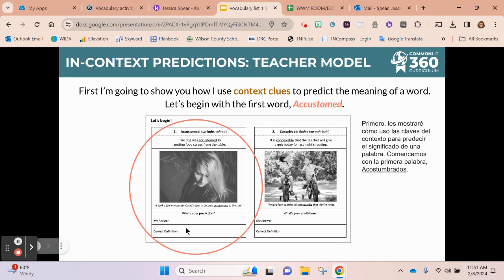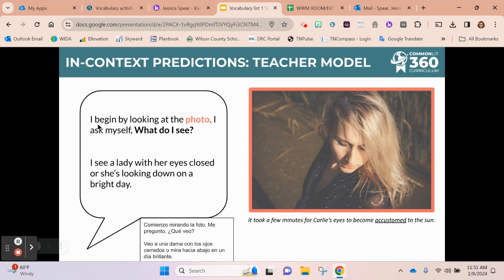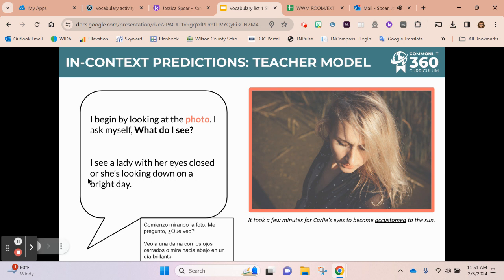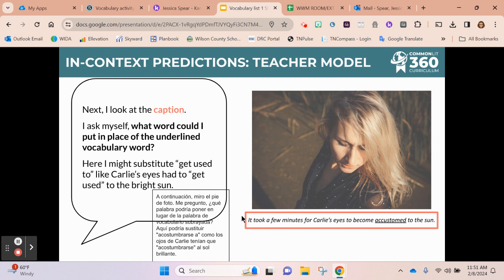Right here we have accustomed. So it says, I begin by looking at the photo. I ask myself, what do I see? So right here, I see a lady with her eyes closed, or she's looking down on a bright day. Now let's look at our caption right here in the red box. It took a few minutes for Carly's eyes to become accustomed to the sun. So now let's try to figure out what word we could put in place of this underlined word accustomed. It says here I might substitute get used to, like Carly's eyes had to get used to the bright sun.